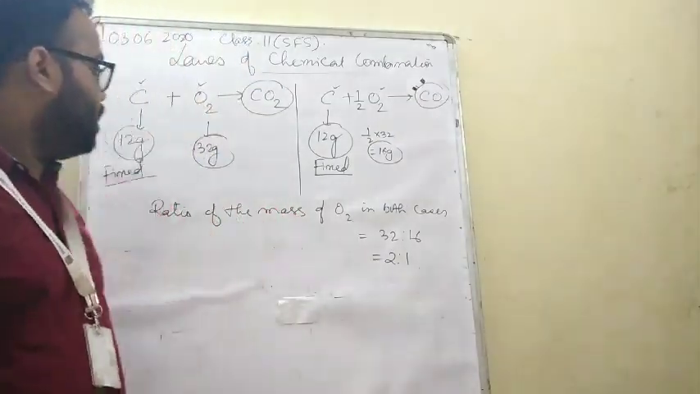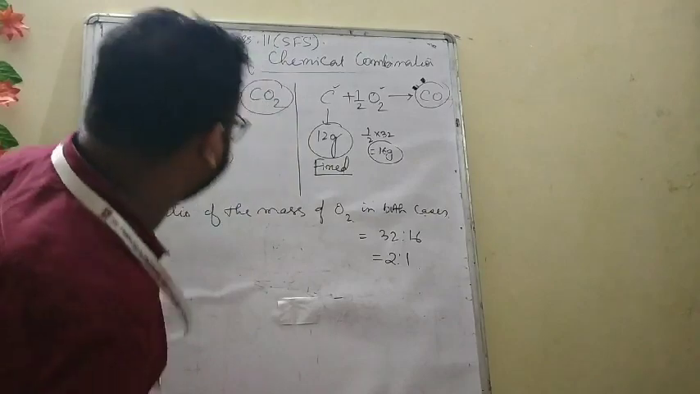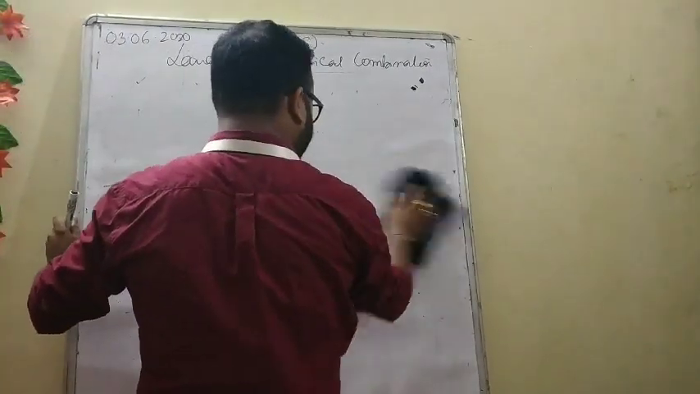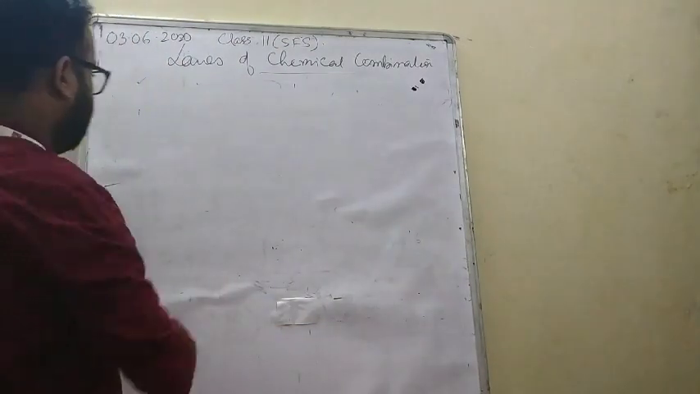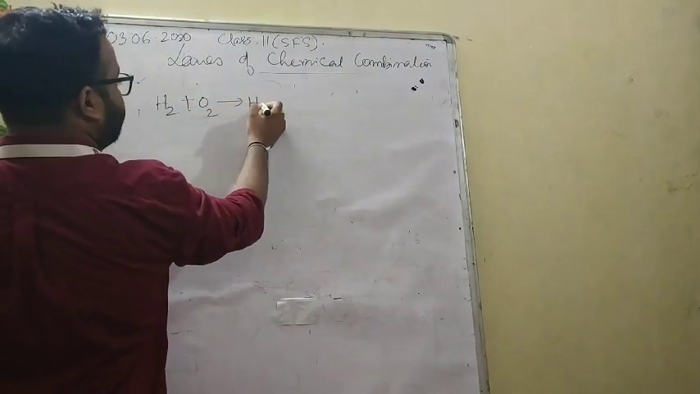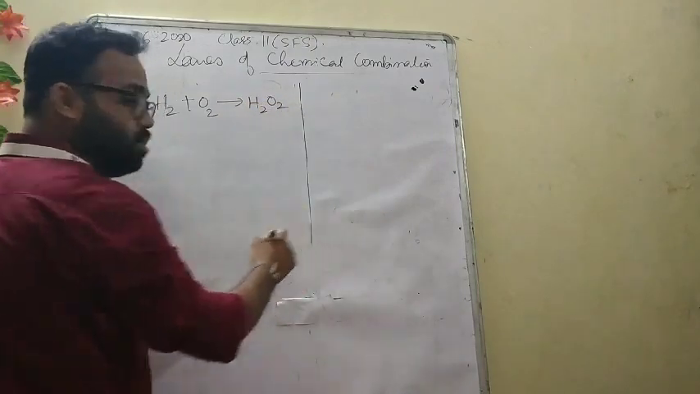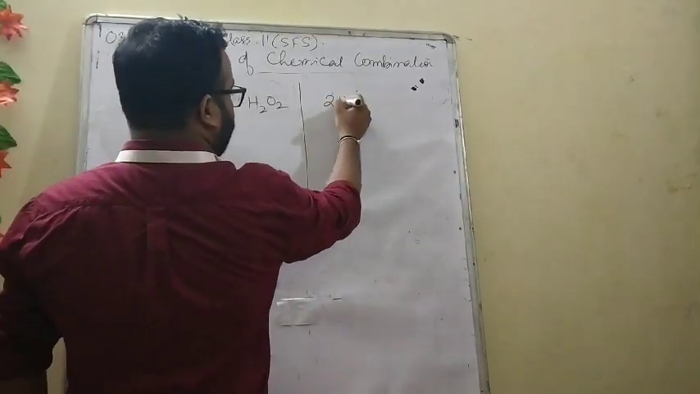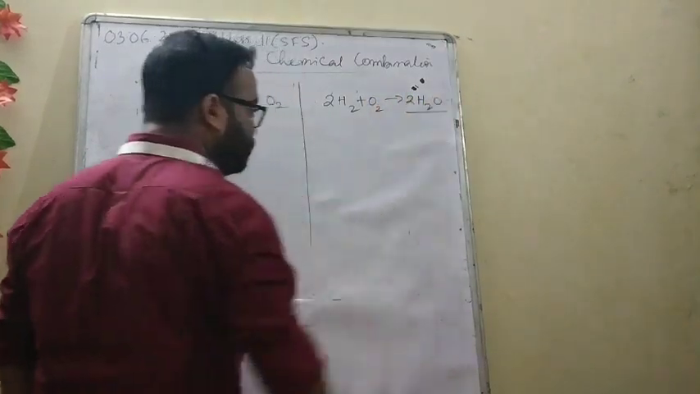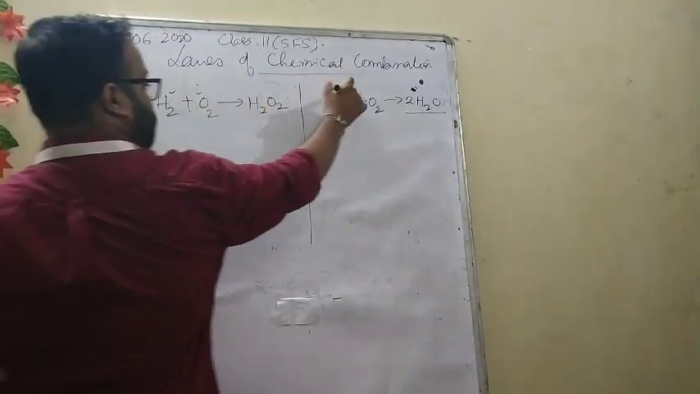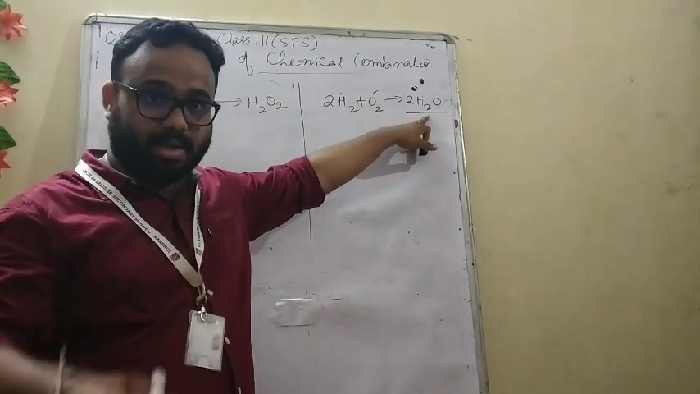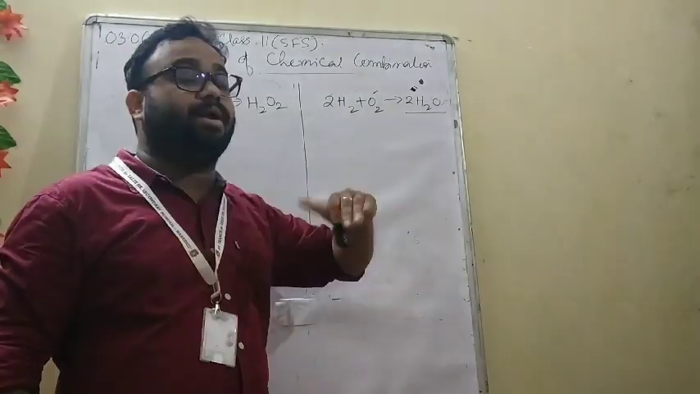Okay. I take another example. Let me see how it forms. Suppose hydrogen and oxygen, once it forms peroxide, and hydrogen plus oxygen, once it forms water. Same element, but they are forming different products. Element has to be same, and they are forming different products.